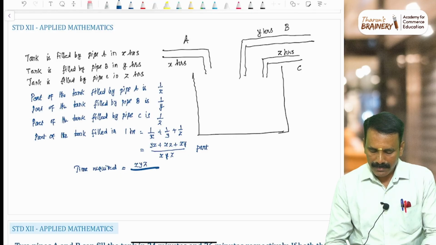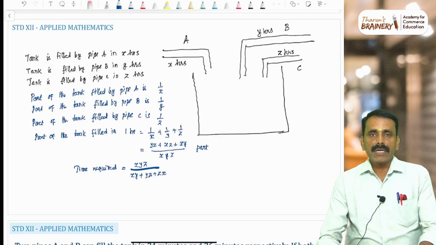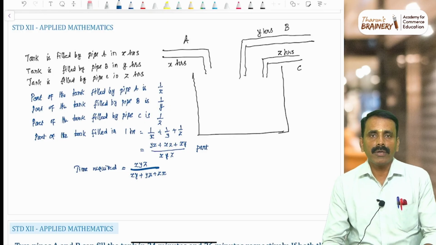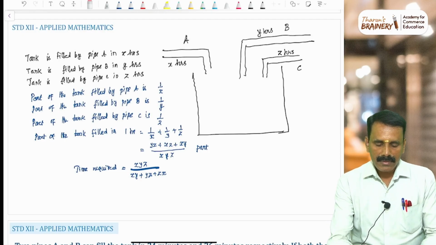xyz divided by xy plus yz plus zx. So in this case, both the pipes are open together to fill the tank. Okay. Now we have the next concept.